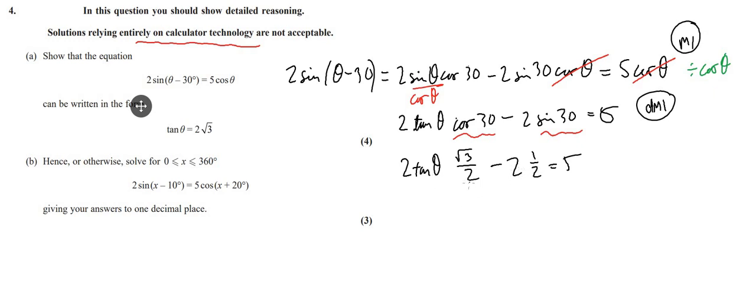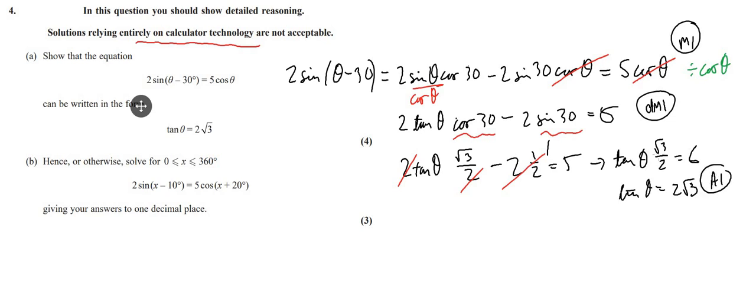So now, if I multiply the whole thing by 2, yeah, I can do that. 2 times root 3 over 2, they cancel each other out. 2 times a half, they cancel each other out, and that's just 1. So now minus 1, if I add 1, I've got tan theta times root 3 over 2 equals 6, and that means that tan theta equals 2 root 3. That's my A1, and I'm done.